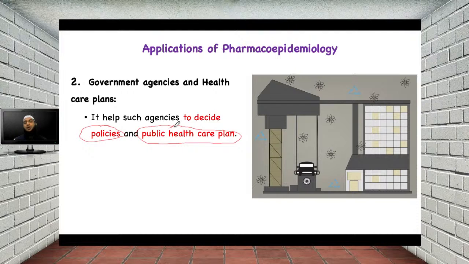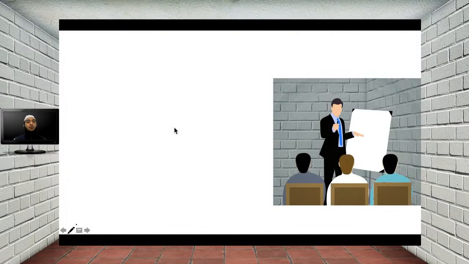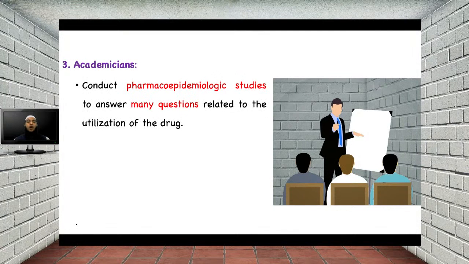So they have made the policy for the COVID-19 vaccination. They have prioritized and designed the policy related to public health care and decided on the public health care plan. Okay, so this is the benefit to the government agency. Let's see what is the benefit to the academician, or maybe to the students who are doing the study.